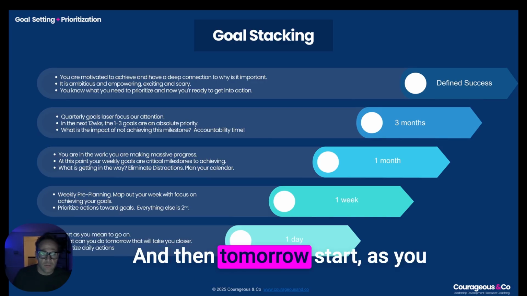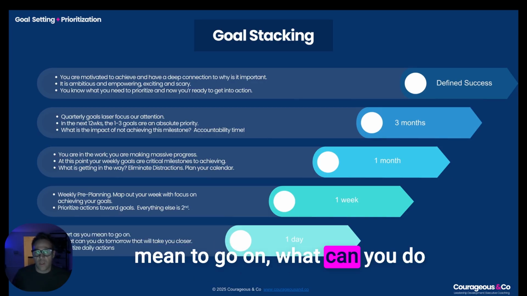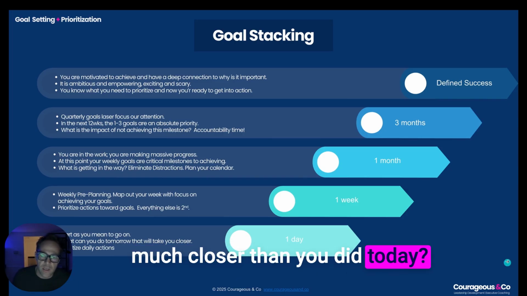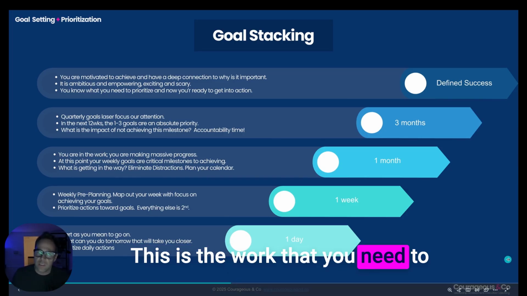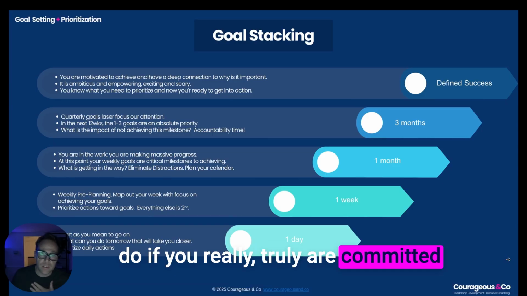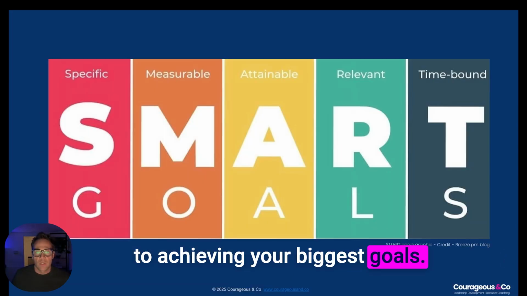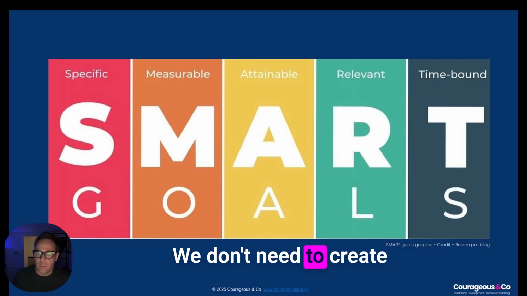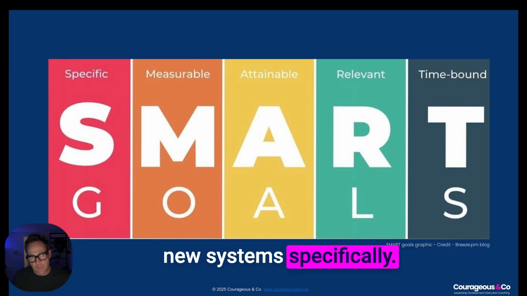And then tomorrow, start as you mean to go on. What can you do tomorrow that will get you that much closer than you did today? This is the work that you need to do if you really truly are committed to achieving your biggest goals. So I always recommend using the systems that are available. We don't need to create new systems specifically.